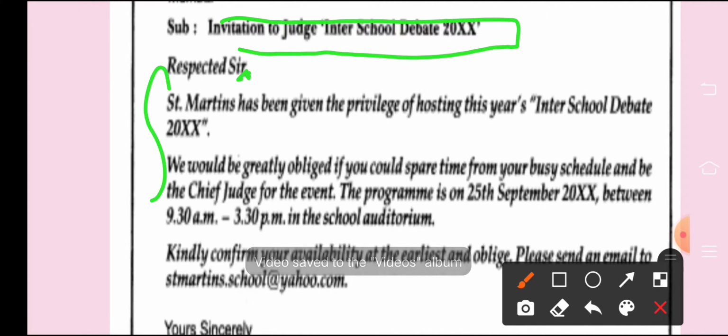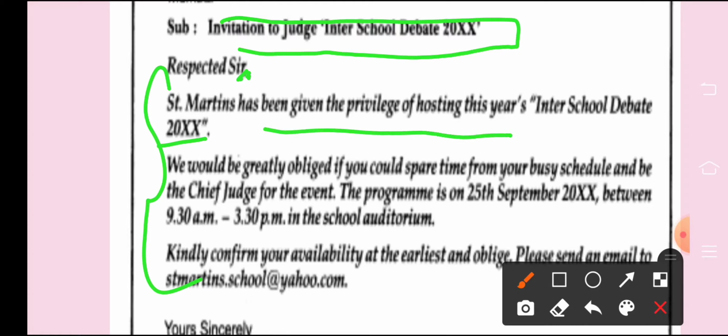So here we are going with this content, where it is starting: St. Martin's has been given the privilege of hosting this year's inter-school debate 2000, whatever year you are inviting for. St. Martin's has been given the privilege of hosting this year's inter-school debate. This is the first introduction line of the letter of invitation, you can say.